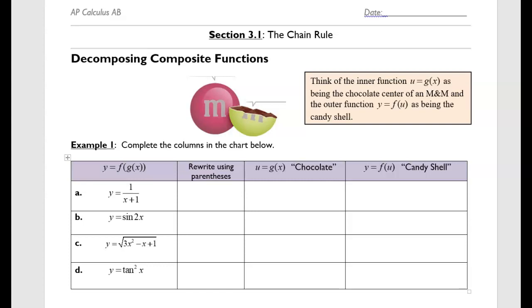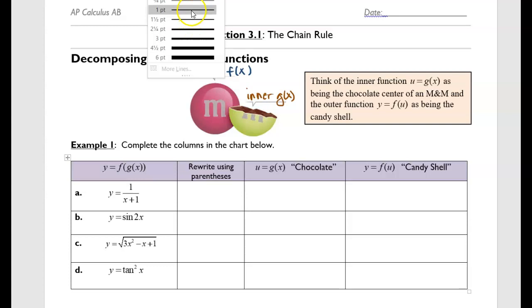An M&M has an outer piece, which is the candy shell, and then the inner piece, which is the chocolate center. Our outer function here is f of x, and then our inner function is g of x, which we'll call u in a second. When you're going to take the derivative of a composite function, it's important that you recognize those two parts before you start taking the derivative. So we'll practice that now.